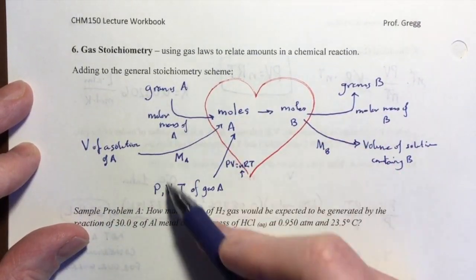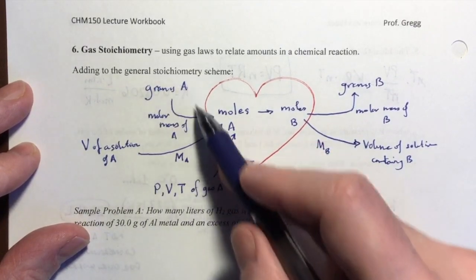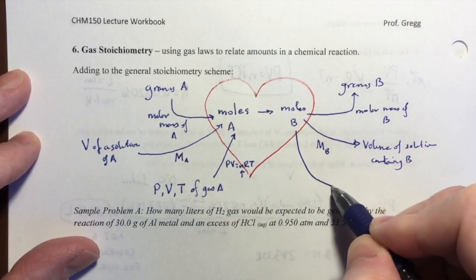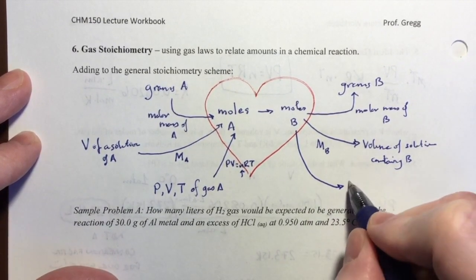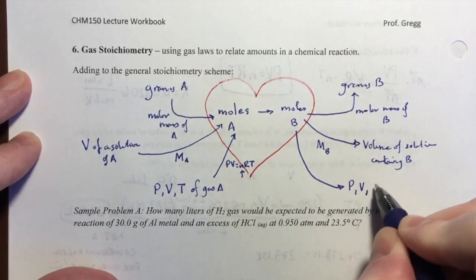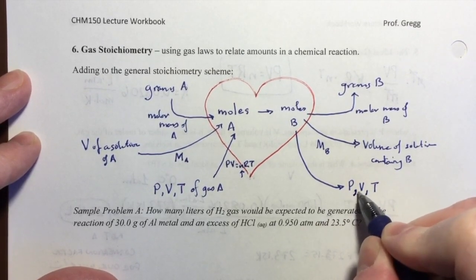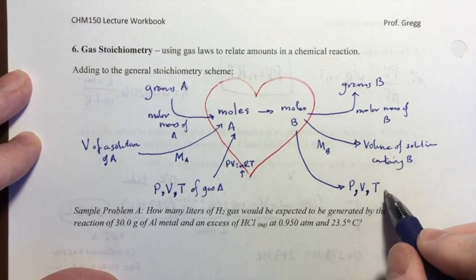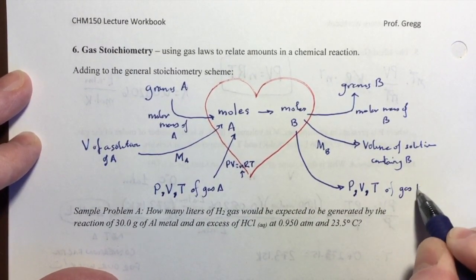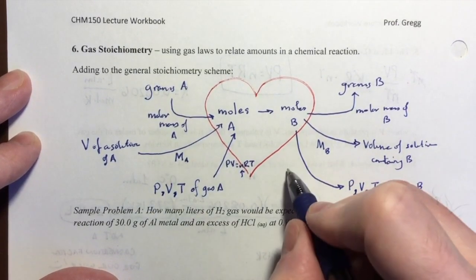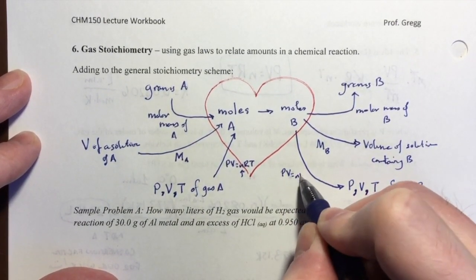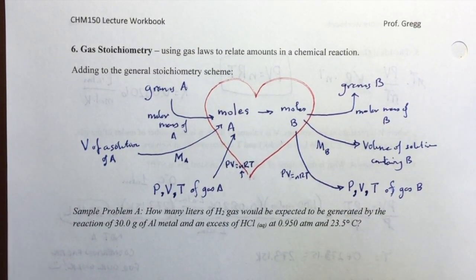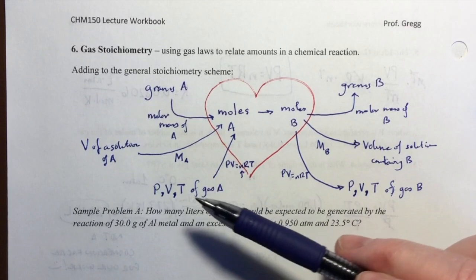Similarly, wherever I have gotten my number of moles from wherever I started, once I convert to moles of B, I can also convert back out to the pressure, volume, and temperature of gas B by using the ideal gas law, PV equals nRT, at the end of my stoichiometry. So there are a couple of different ways that I can approach this.